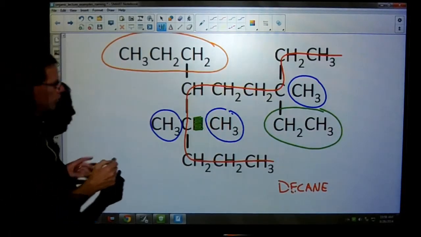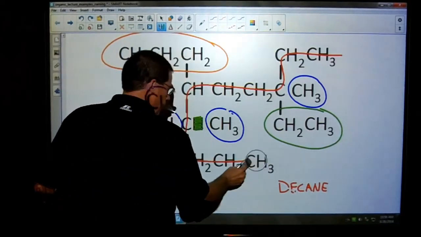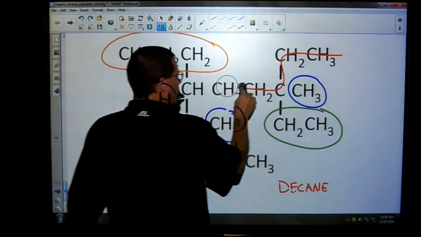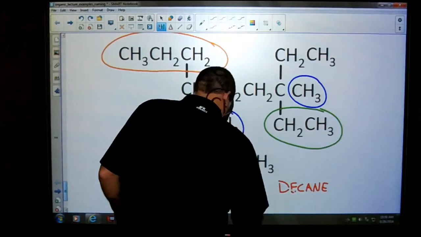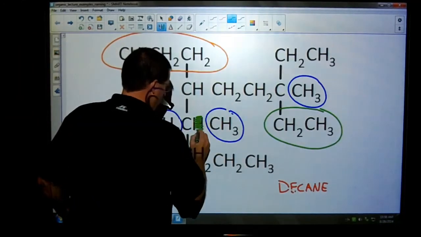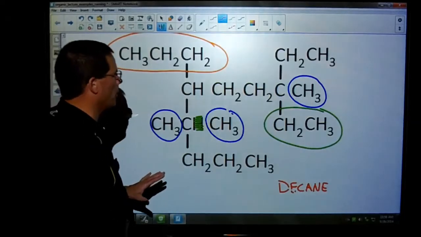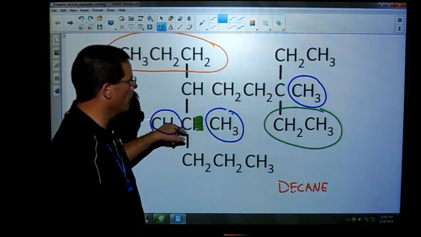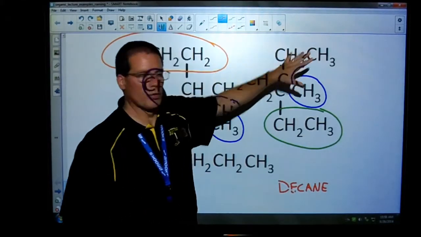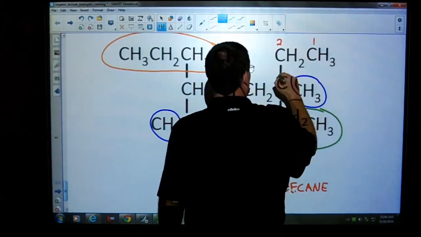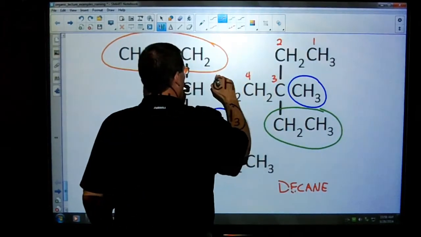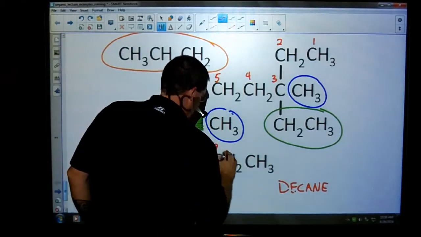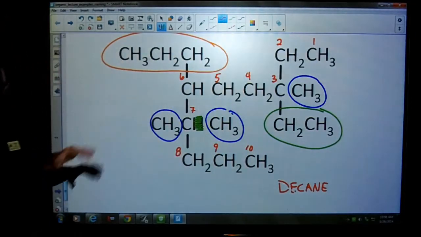So let's write down, actually let's get our numbers here. Let's zap that. Gone. So let's number these, and where should we start numbering? Start numbering up here or down here? If we do that, we go 1, 2, 3, 4, 1, 2, 3. So we're still starting up here. So 1, 2, 3, 4, 5, 6, 7, 8, 9, 10. Okay, so there's our numbering.